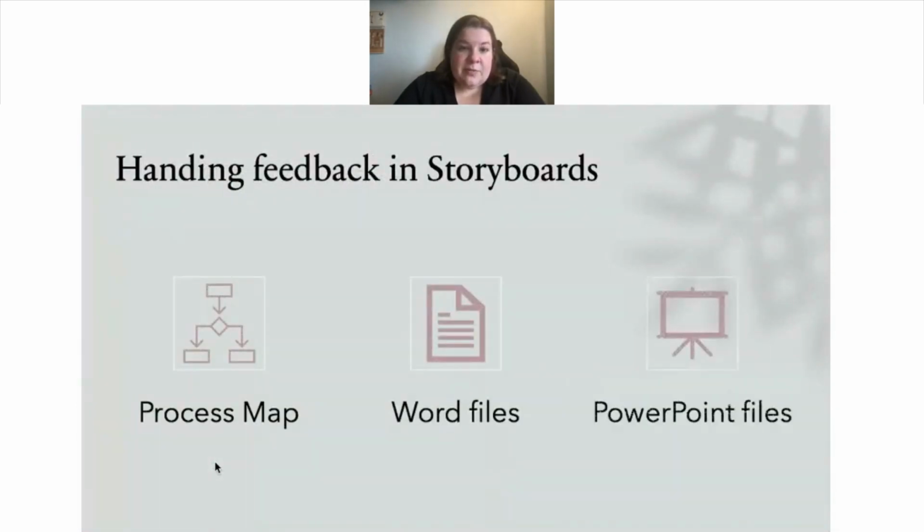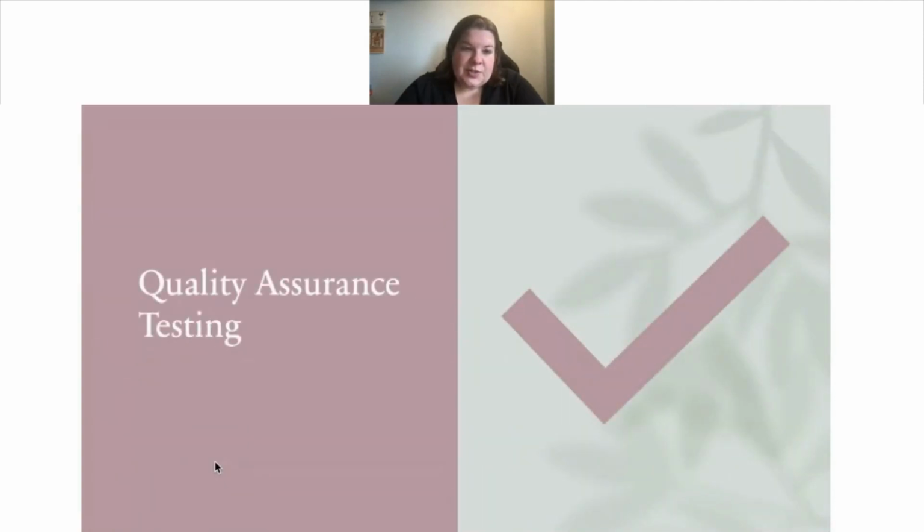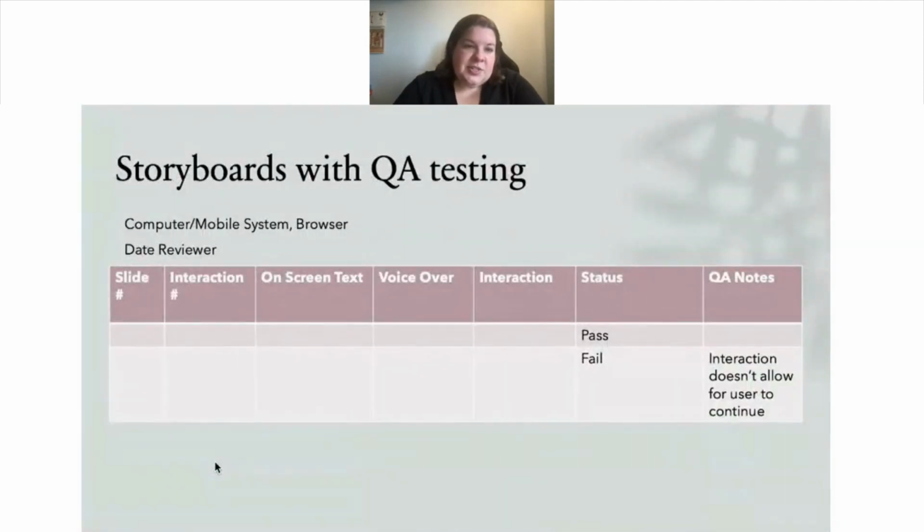All right, so then the other thing that I do is use it in quality assurance testing. In quality assurance testing, it's that same layout that we used before, and then I'm going to add a status field and a QA notes field where the person can put pass or fail. The version that I gave you in the Word file already has who's the reviewer, when did they do it, and what kind of system are they on.